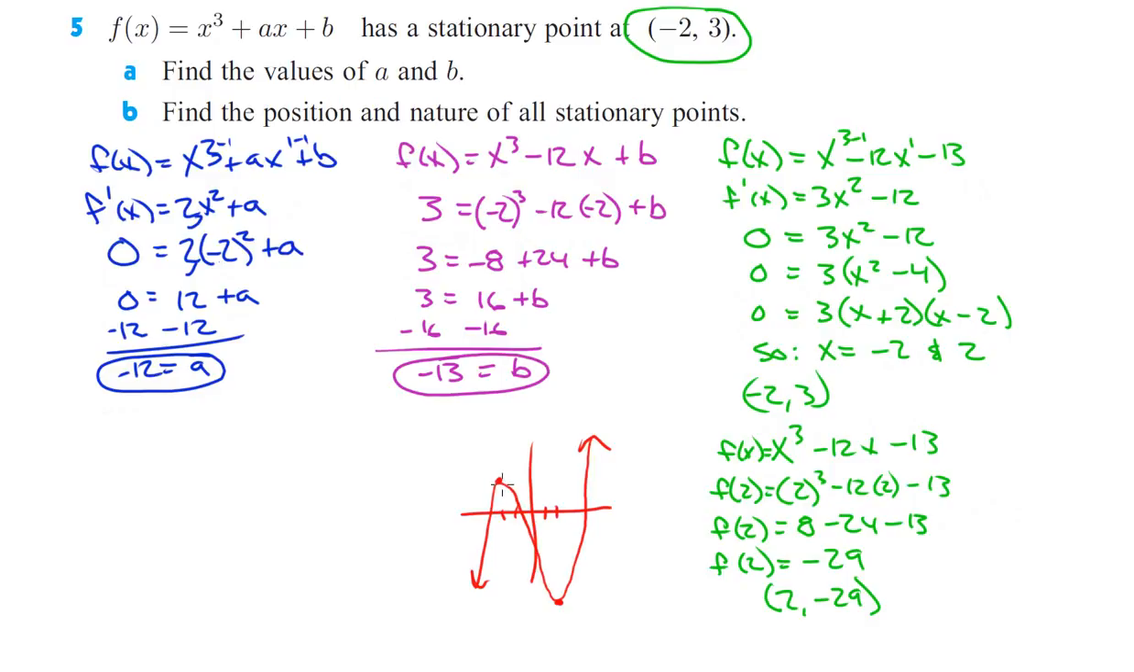So we know that this point over here is a local maximum. So that's the negative 2, 3, so that's a local maximum. And then this one here is the 2, negative 29, and that's a local minimum. Local minimum. Okay?